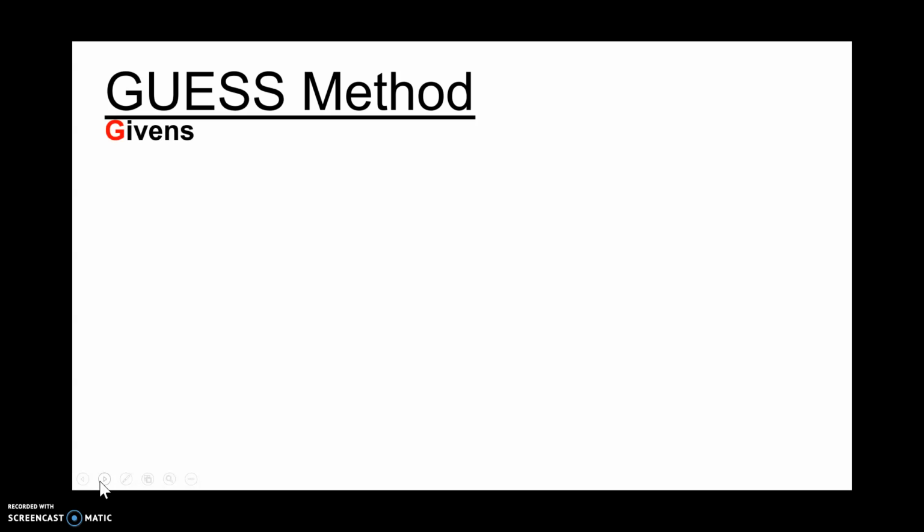So the G stands for givens. This is the information that the problem tells you. So this could be numbers in a data table. This could be pictures on a diagram. And you could also find the givens in a word problem. So you're looking for the numbers that it gives you, the given quantities.